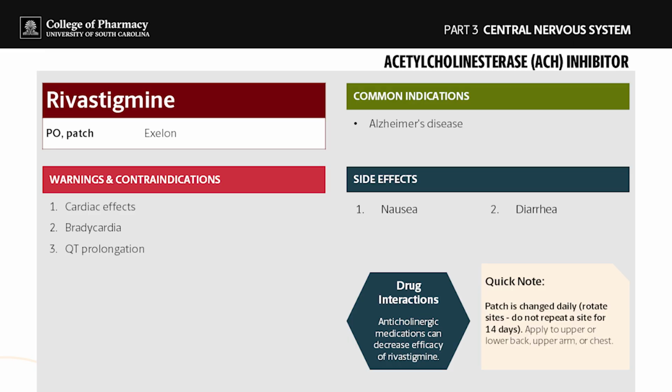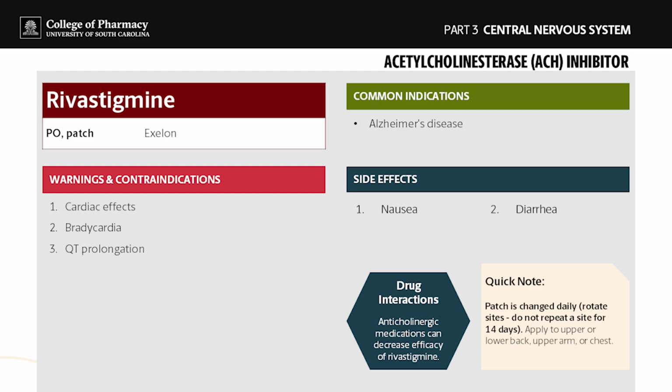All right, another acetylcholinesterase inhibitor would be rivastigmine. The brand name is Exelon. It is also used for Alzheimer's disease, and it has the same side effects, the nausea and the diarrhea, and the warnings and contraindications are the same. A quick note: they also make a patch with this, and the patches change daily. Rotate the sites and don't repeat a site for 14 days. You apply it to the upper or lower back, upper arm, or chest. One other note is this is used for Alzheimer's, and so is donepezil, but anticholinergic medications can decrease the efficacy of donepezil. That's important.